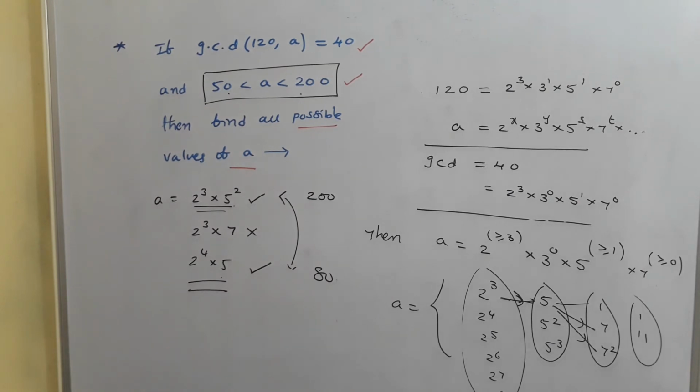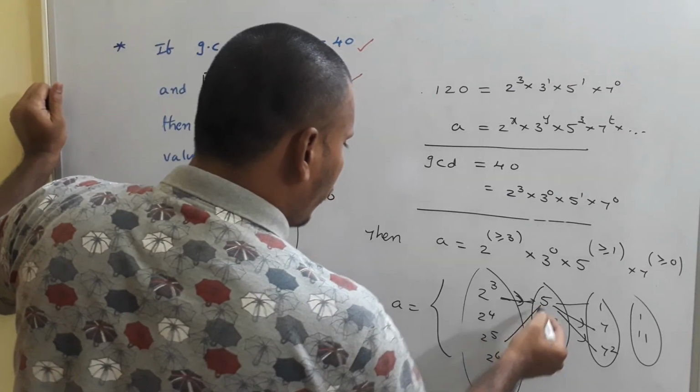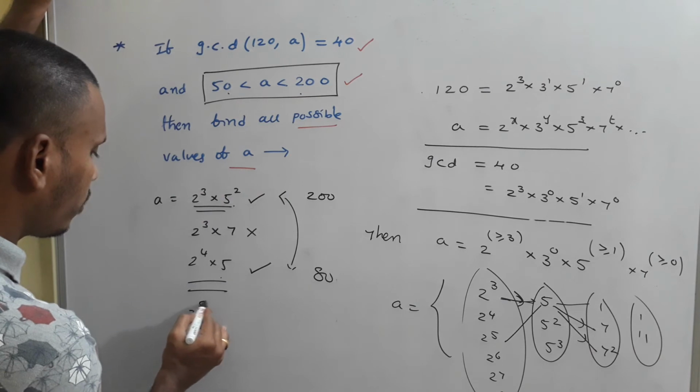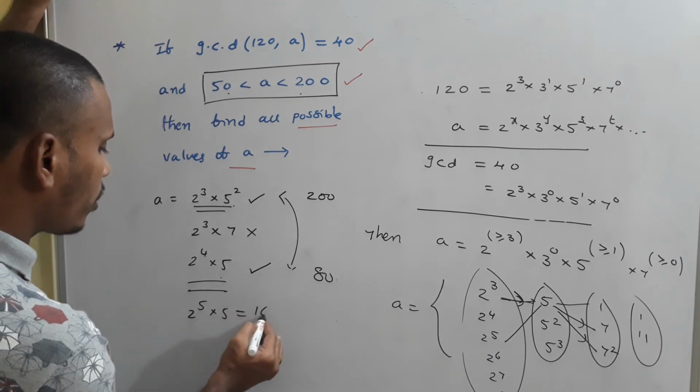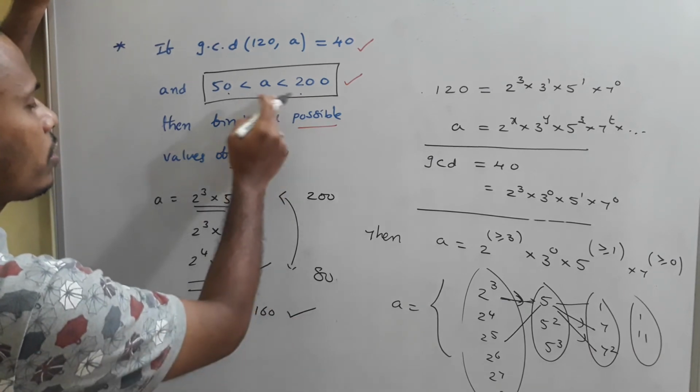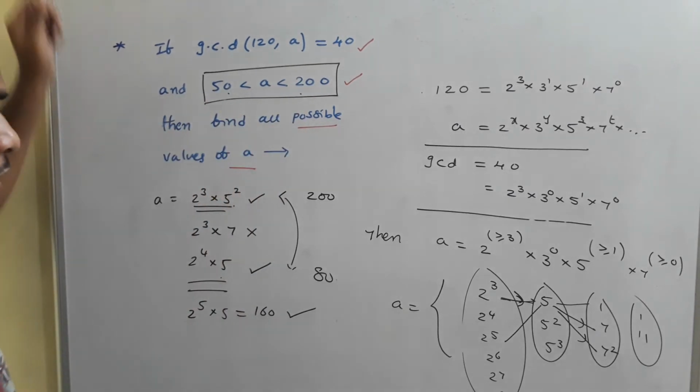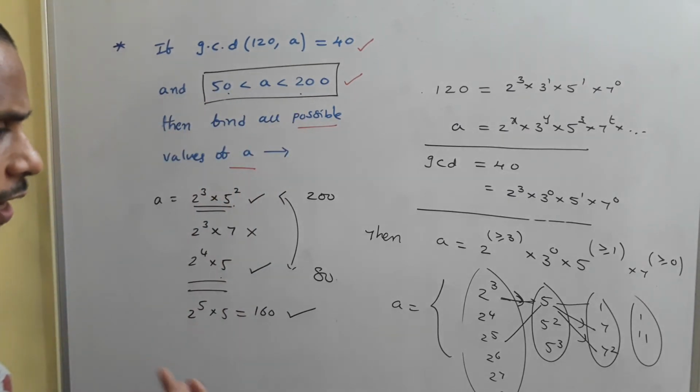So if you check, we have another possibility also. 2 power 5 into 5 is also one of the possibilities. 2 power 5 into 5 is 160. This 160 is also a number which is in between 50 and 200. You just search like that.